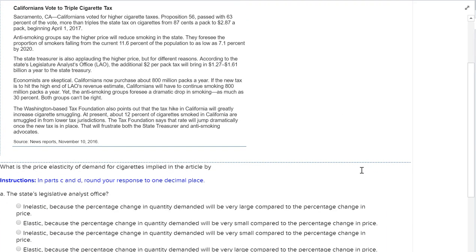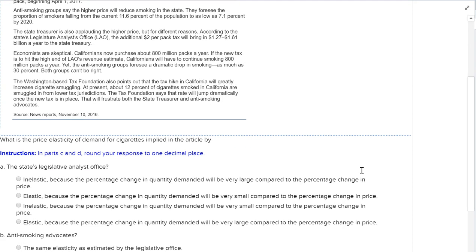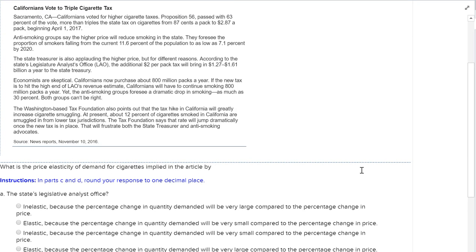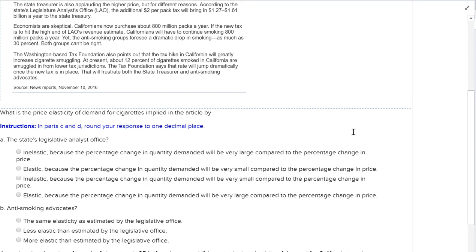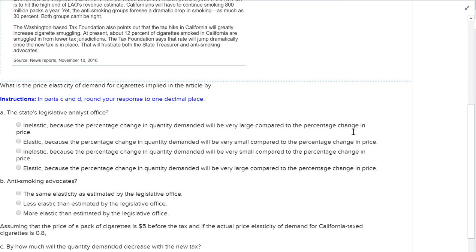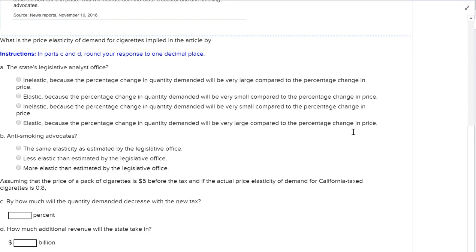Even though the calculations aren't any different than the others, they might be a little harder to see because you're asked to pull the numbers out of the article. So let me help you out with this one. This gives you some information about a tax increase from 87 cents a pack to $2.87 a pack, and then it asks you to recognize that there's going to be a change in quantity demanded. So I'm going to skip through this quickly to show you how to organize the numbers because the process isn't any different than anything you've seen before. It's going to use a midpoint formula.